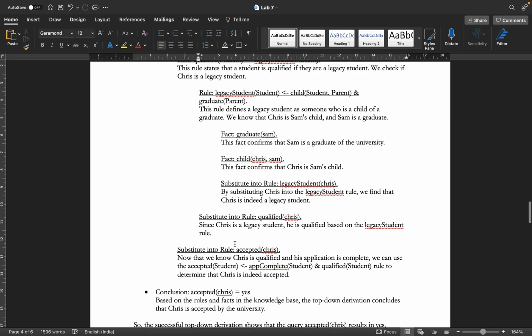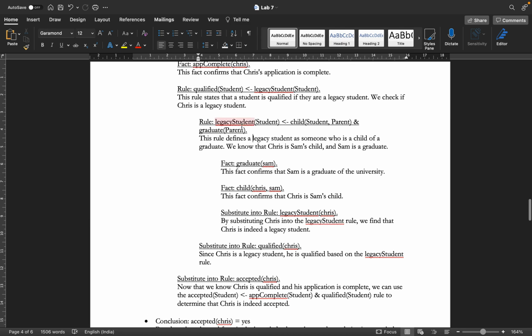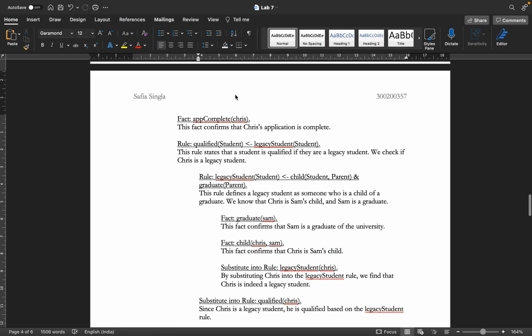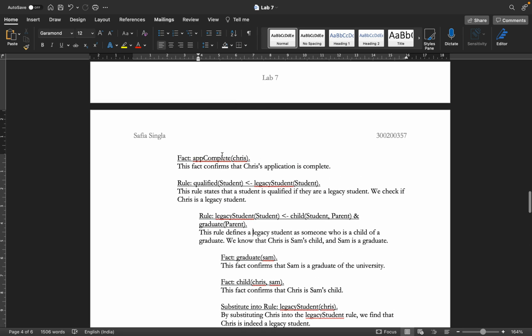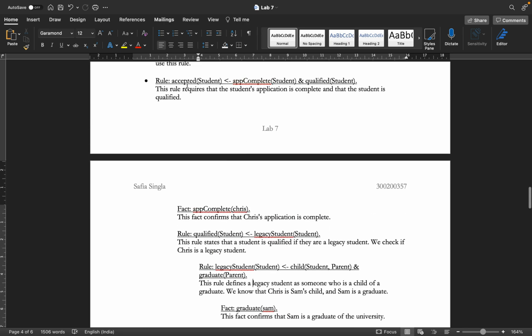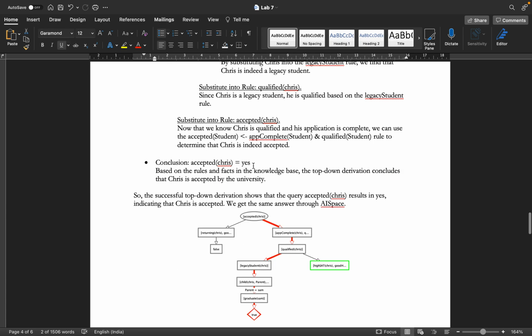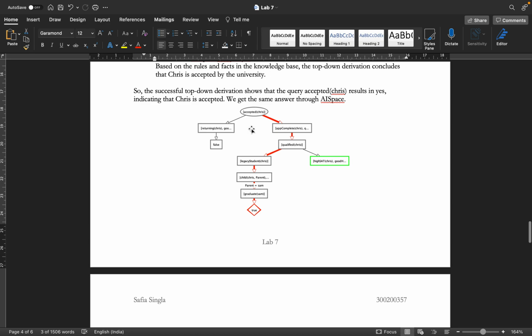Once we substitute back into the qualified rule, because he's a legacy student, he's also qualified, and he's qualified as well as his application being complete. That means he has been accepted. So our derivation is complete, and we know that Chris has been accepted into the university. And when I tried this problem on AI Space, I got the same answer. As you can see, the result is true.